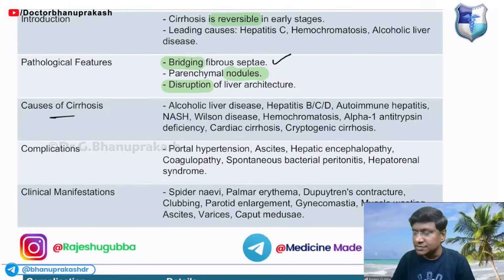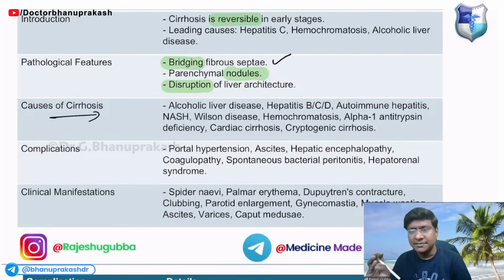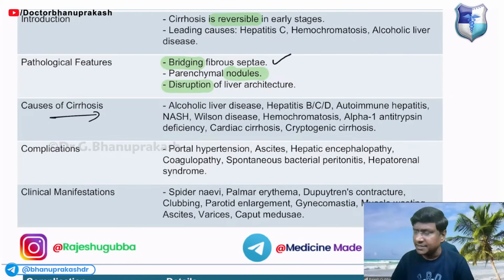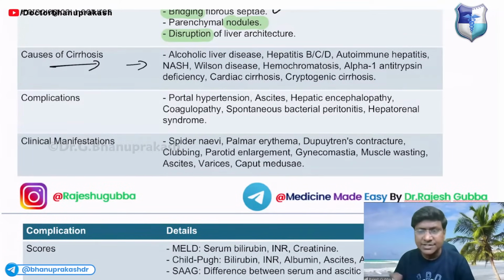Then, what are the various causes of cirrhosis? You have multiple causes: alcoholic liver disease, viral hepatitis like hepatitis B, C, D, autoimmune hepatitis, non-alcoholic steatohepatitis. I have given you this entire list, you can go through this. But out of all this, what question can be asked?